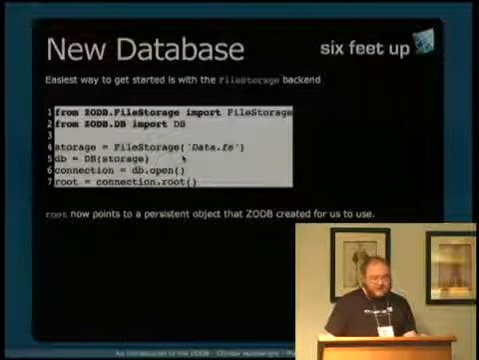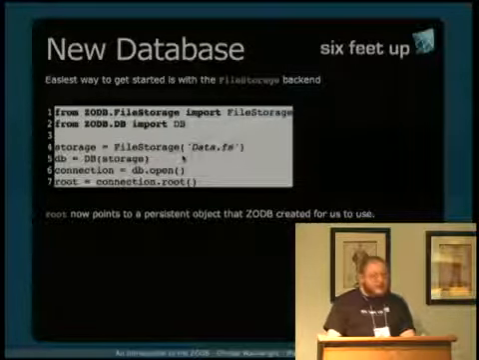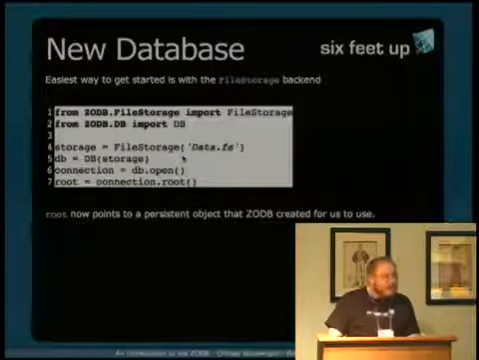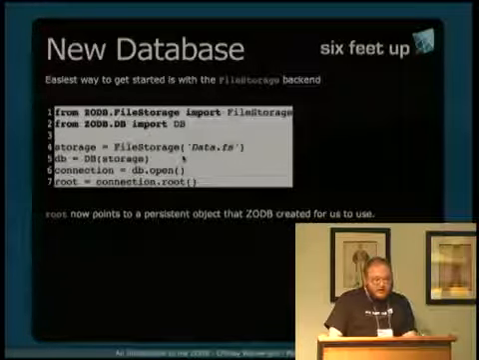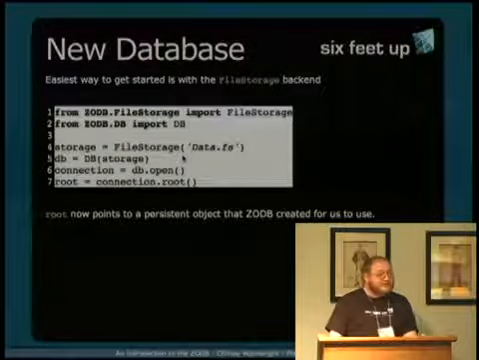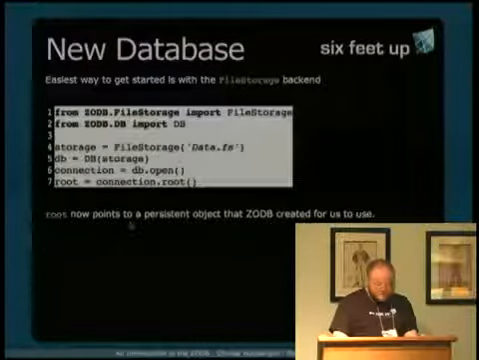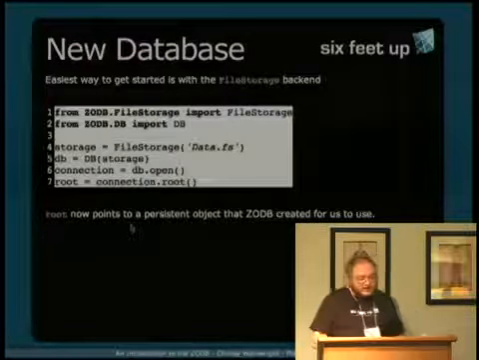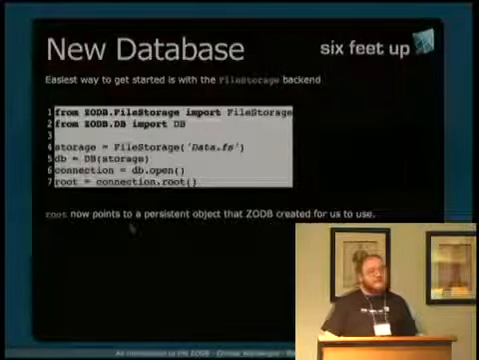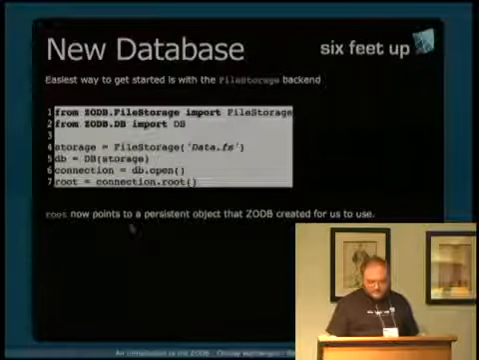Then we go ahead and instantiate a database instance using that backend. We grab a connection object with db.open. And finally, we get our root object. This is the top of the hierarchy I was talking about, by asking the connection to give us the root. So root now points to a persistent object that ZODB created for us and knows how to manage swapping between disk and memory.